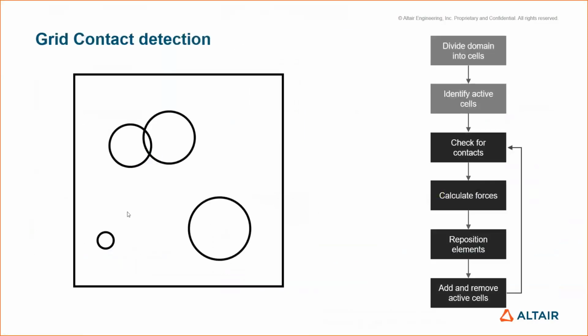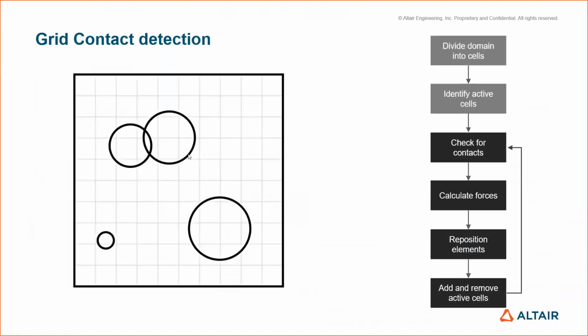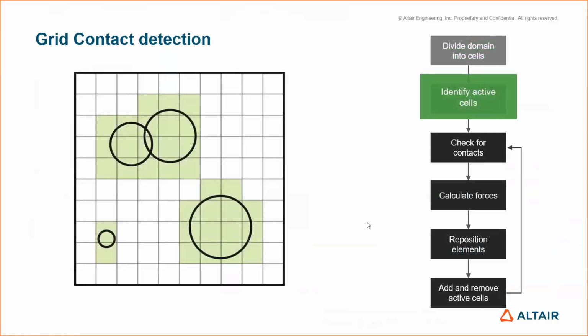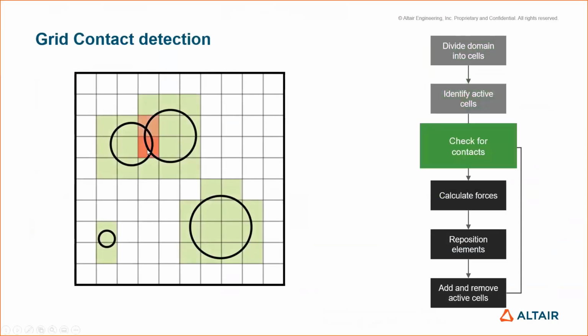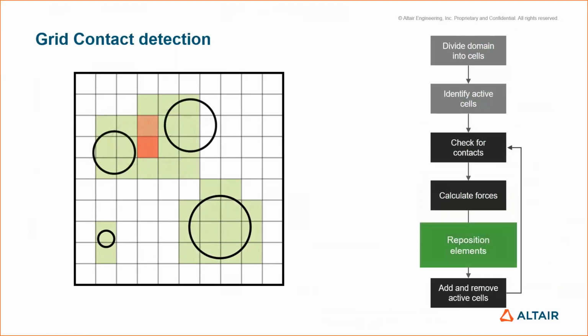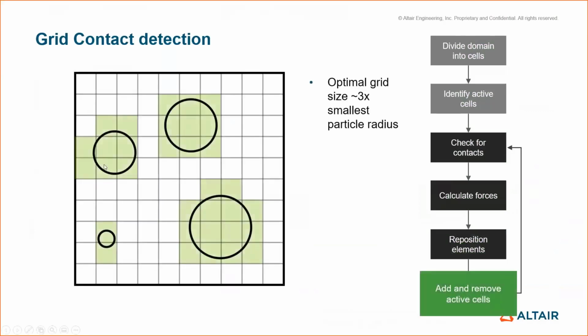If we look at the grid method, we can have a simplified case here and split the domain into cells. The cell size is usually determined by the user. EDEM will identify the active cells, then identify the particles that are in contact within the active cells only, so it's really restricted the search down to a smaller area. We then calculate the forces, update the particle positions based on the forces, reposition the elements, and recalculate the grid. The optimal grid size is typically 3 times the smallest particle radius in the simulation.